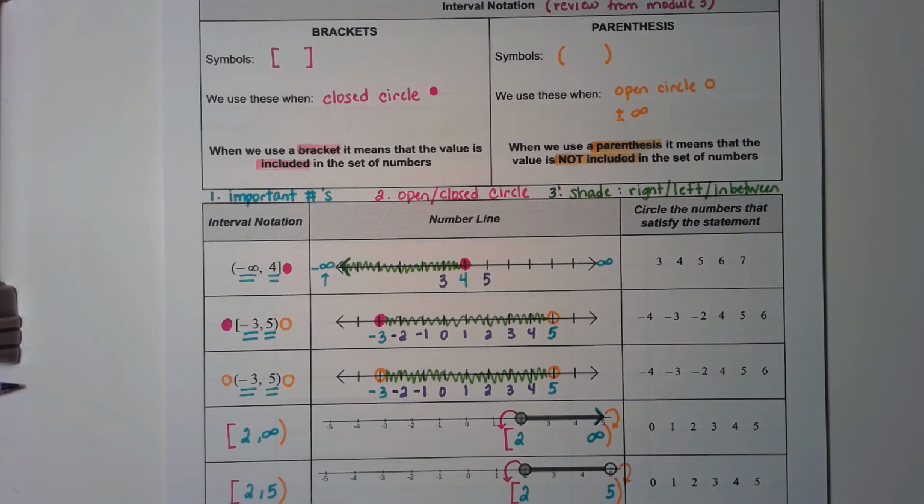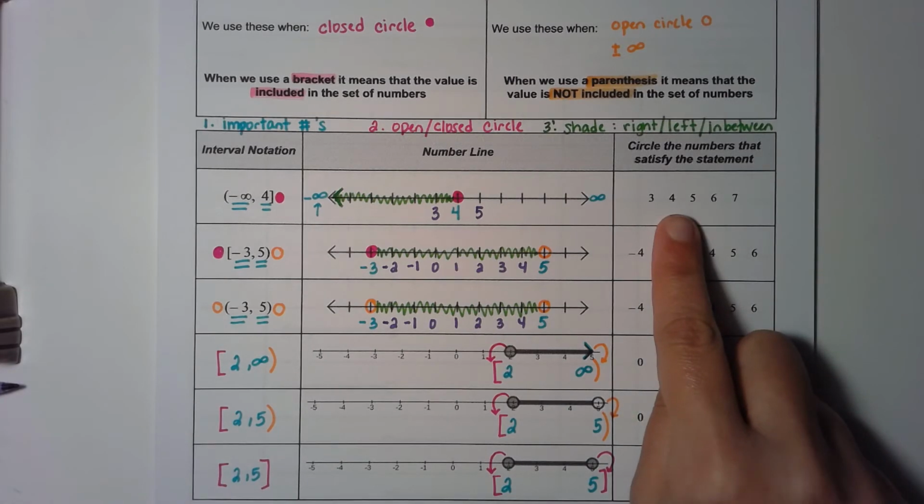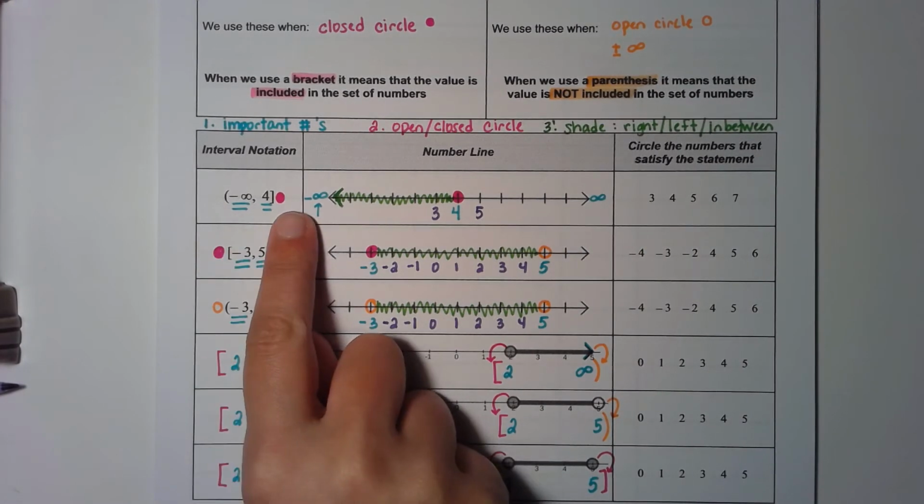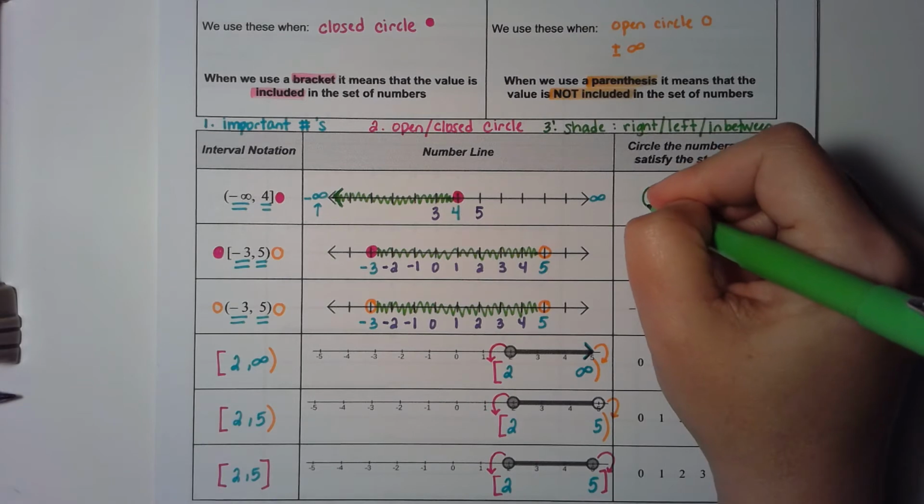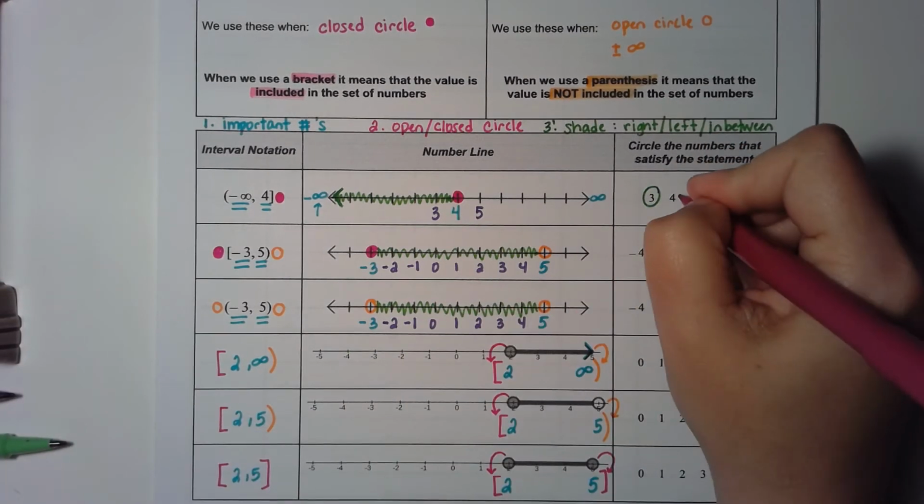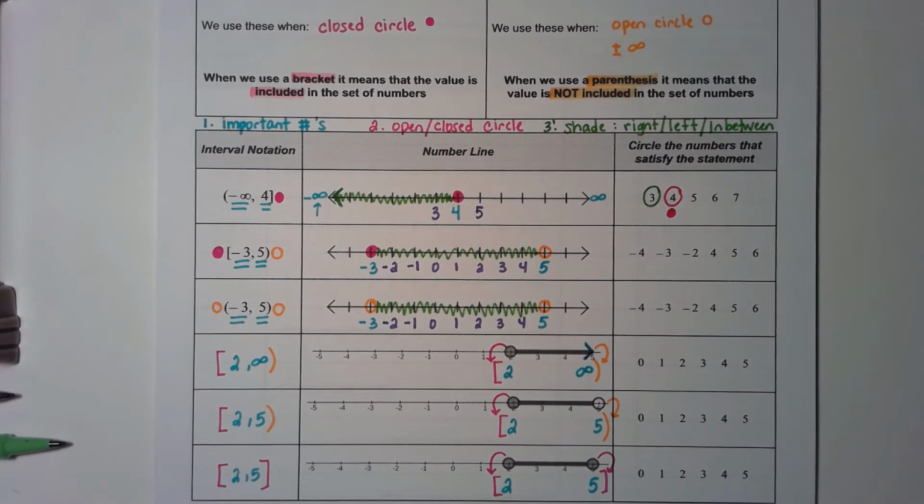So if I'm going to circle which numbers are part of my solution set, let's take a look at these options. For problem number 1 here, we would want the numbers from negative infinity to positive 4. So we're talking about the numbers that are less than the positive 4 and including the 4. So that means that when I circle these numbers, I'm going to circle the 3 and I'm going to circle the 4 because there's a closed circle there. That means I'm including the 4 in my solution set. It is part of my solution set of numbers.